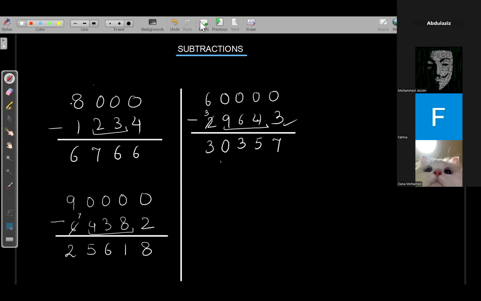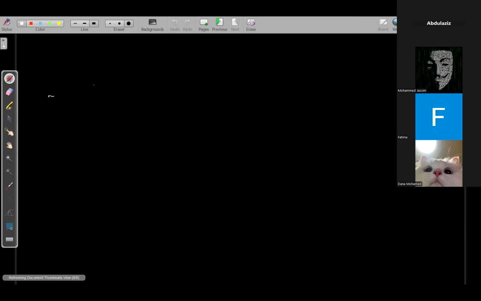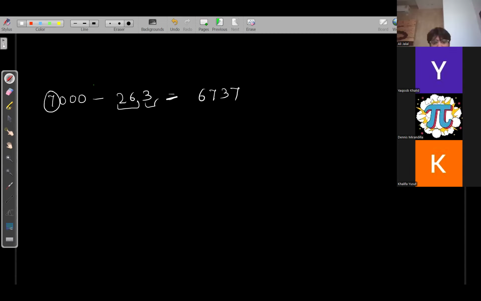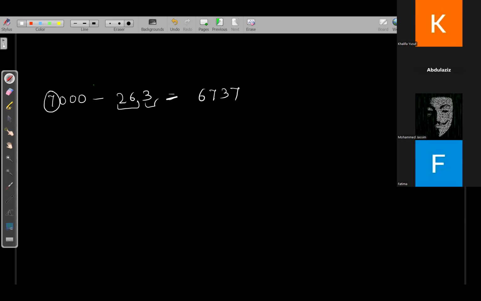Now this is something which is very easy. If I give you a question, say 7,000 minus 263, what will you do? You write 1 less than 7, which is 6, correct? For these two numbers, you write a combination of 9, which is 7 and 3. And the last combination for 10, which is 7. Instead of vertical, we are doing horizontal. The same method.